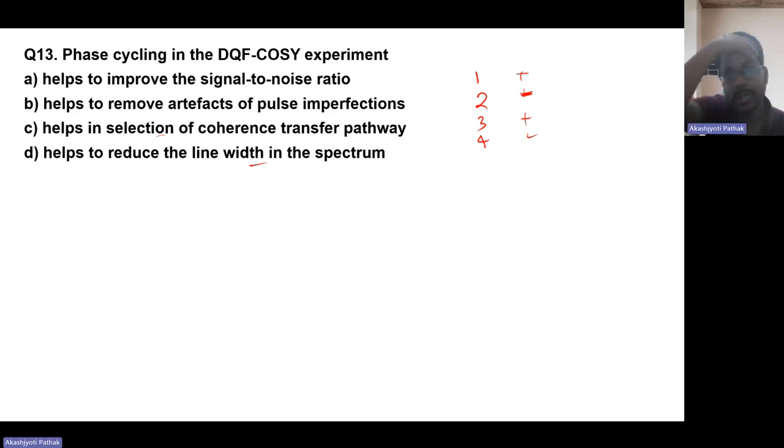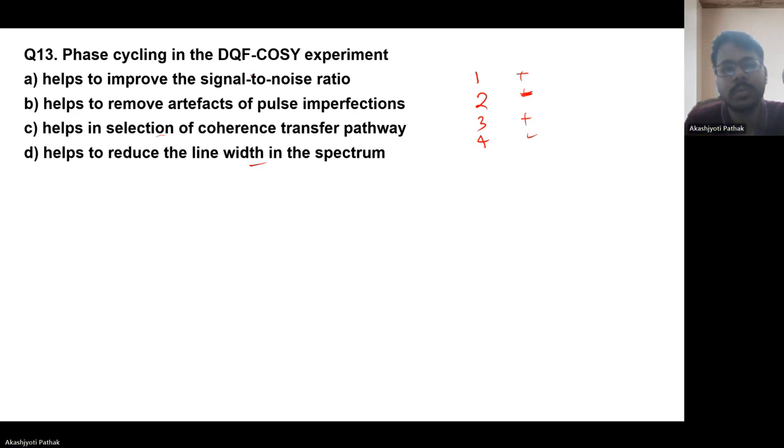Okay, so this phase cycling, why was it done? It was done for the selection of the coherence transfer pathway. If you go through the derivation of this, which was done in the lectures, then you will understand how it is helping in selecting the coherence transfer pathway.